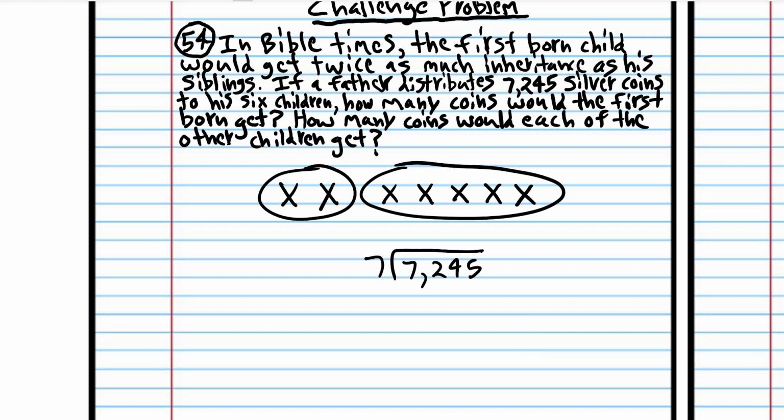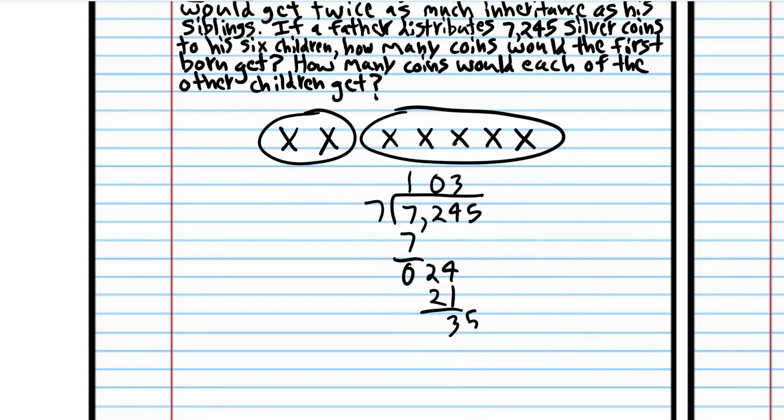7,245 divided by 7. How many times does 7 go into 7? It goes 1 time. 7 times 1 is 7. 7 minus 7 is 0. Bring down the 2. 7 doesn't go into 2, so we have to put a 0. Then bring down another number. How many times does 7 go into 24? It goes in 3 times. 7 times 3 is 21. 24 minus 21 is 3. Then we bring down a number as usual. How many times does 7 go into 35? It goes 5 times. 7 times 5 is 35, and the remainder is 0. Now we've got no more numbers to bring down, which means we're done.